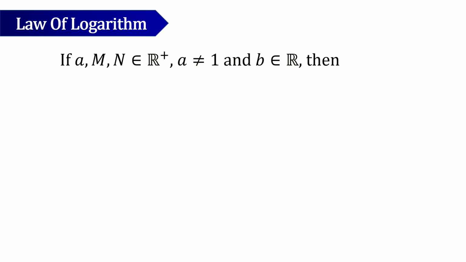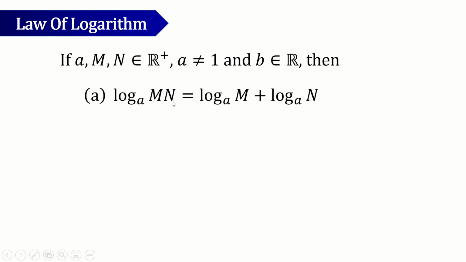Okay, so now we look at the rules of logarithm. For a, m, and n, which are positive real numbers, where a is not equal to 1, if we have log base a of m times n, we can separate the two factors. It becomes log base a m plus log base a n. So if multiplied, we can separate it into a plus.